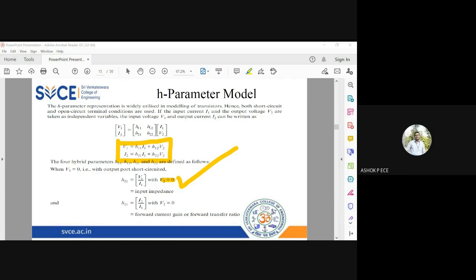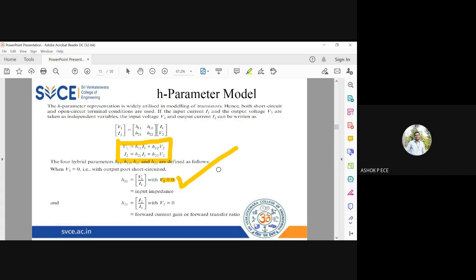When voltage is 0, what is that condition called? Short circuit, sir. Short circuit. Very good. So when V2 equal to 0 means I'm going to short circuit. You are going to short circuit what? I'm going to short circuit the output port.